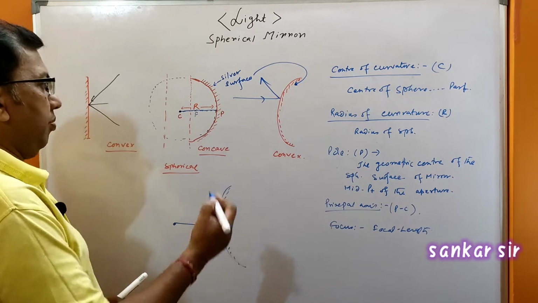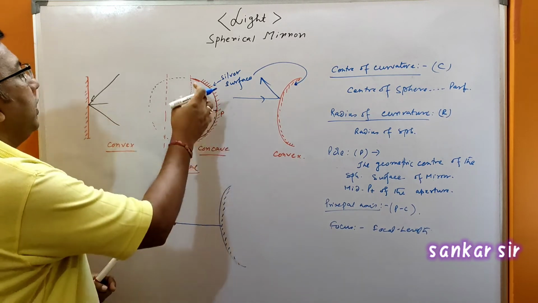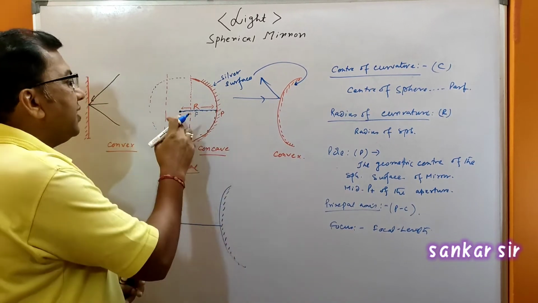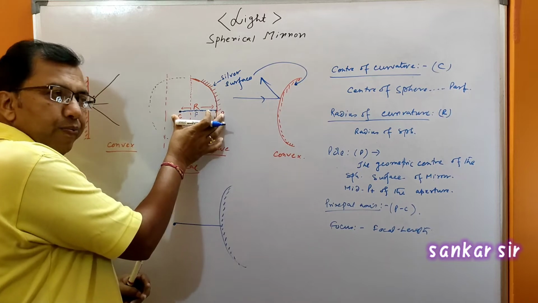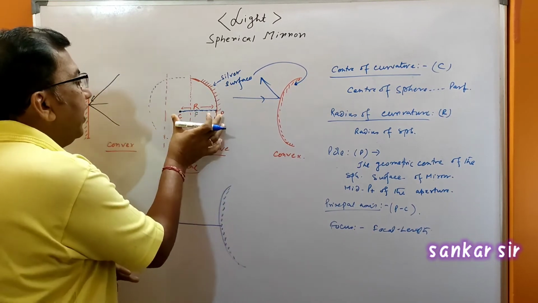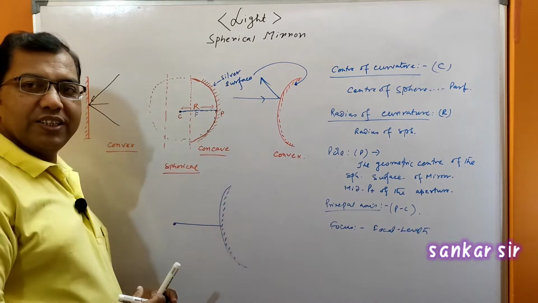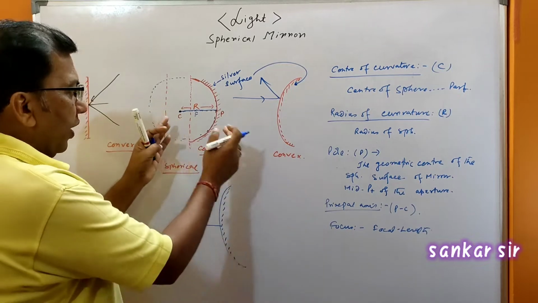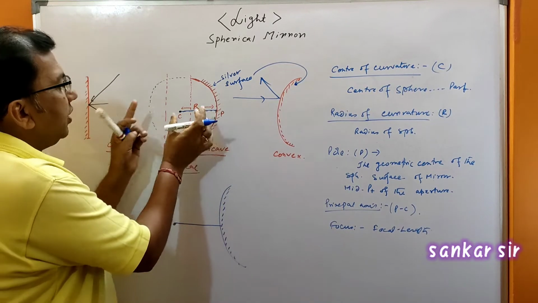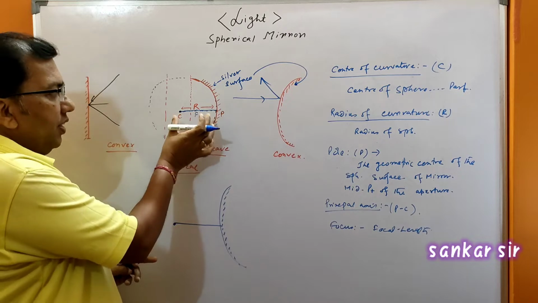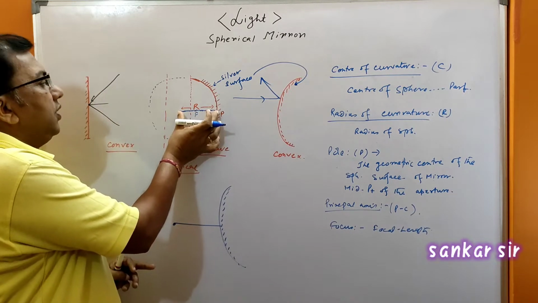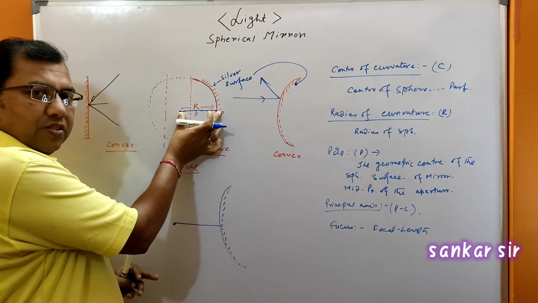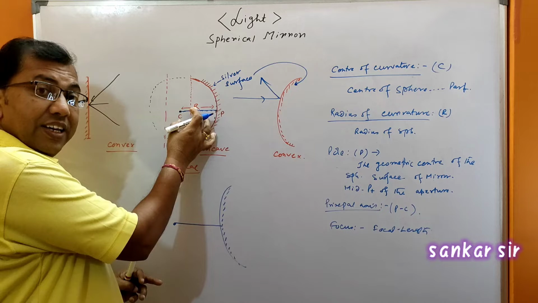Then the radius of curvature. What is the radius of curvature? As it is a sphere, it is spherical, there must be a radius. This is the center and this is the radius. So the radius of the sphere is known as the radius of curvature. That means the radius of the spherical mirror is known as the radius of curvature. It is denoted as R. Clear?